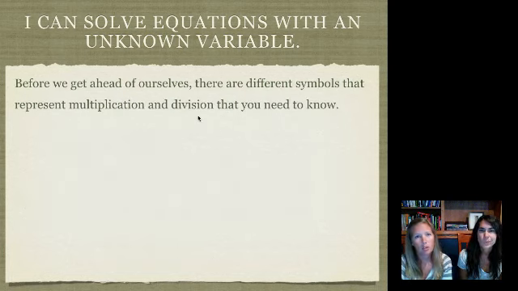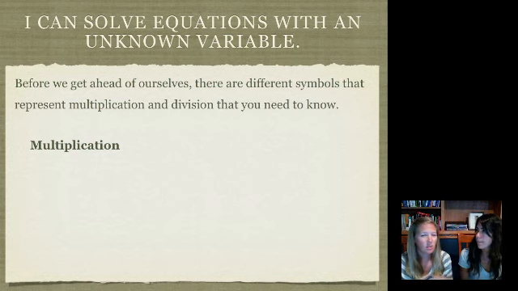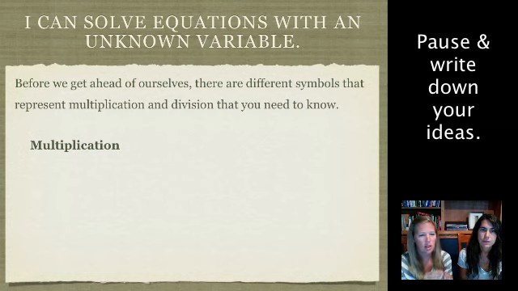Now, before we can jump into actually solving these equations that have variables, we want to talk through how you're going to see different multiplication and division problems, because there's more than just one way to do it. So when you're thinking multiplication, I can think of at least 4 ways that you might see a multiplication problem. When I say that, I mean the symbol that's in there. What does that symbol look like? So before we even start, pause this and just write down as many as you can think of. Just take 10 seconds. How might you see a multiplication problem? Then come back and I'll tell you what they are.